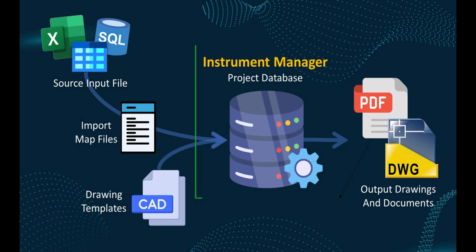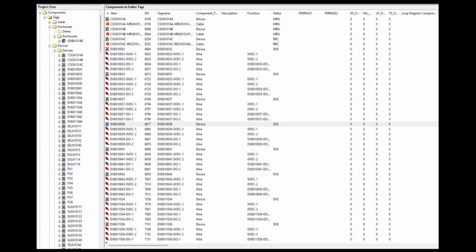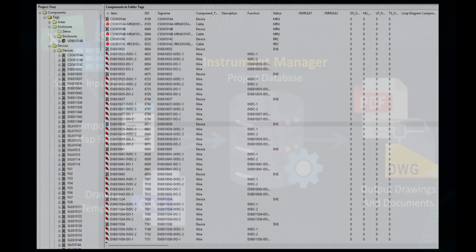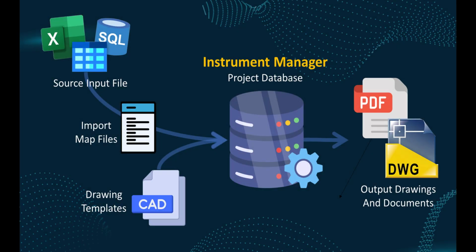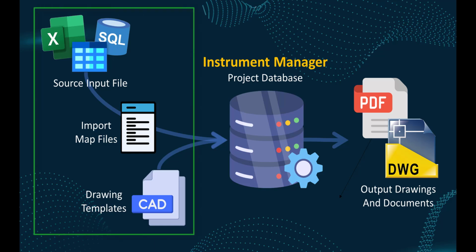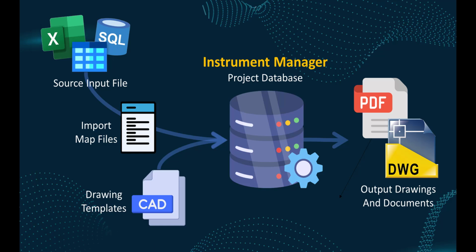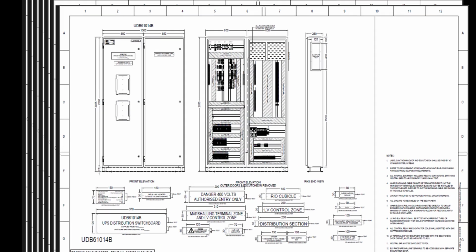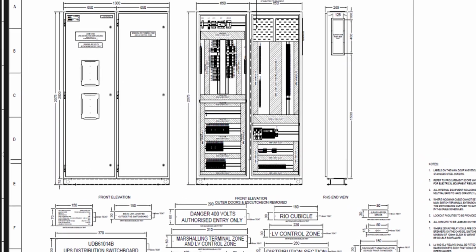All the component data from the Excel file has now been imported into Instrument Manager. This includes tags, catalog data, and all the connections between components. Even the output drawing files are created automatically during this process. Everything is now set up and ready, with accurate data and drawings generated directly from the source file. By combining the source data, map files, and drawing templates, the import function in Instrument Manager can automatically create all your project drawings, accurate, consistent, and ready to use in minutes.